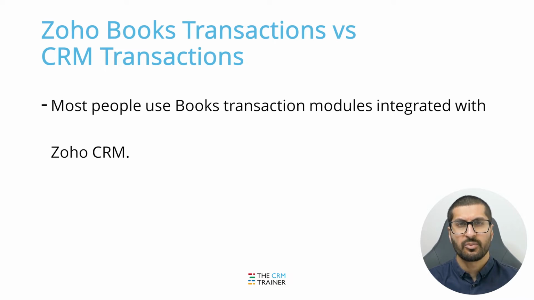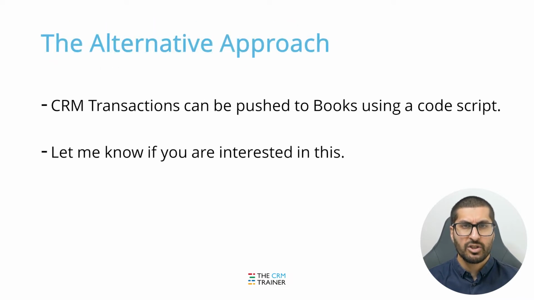But there is a third way. We can push a CRM sales order to a Books sales order so you can get the best of both worlds. You can report on the CRM data and have it in Books as well. This requires a bit of tinkering in the CRM system and Books. If it's something you're interested in, let me know.